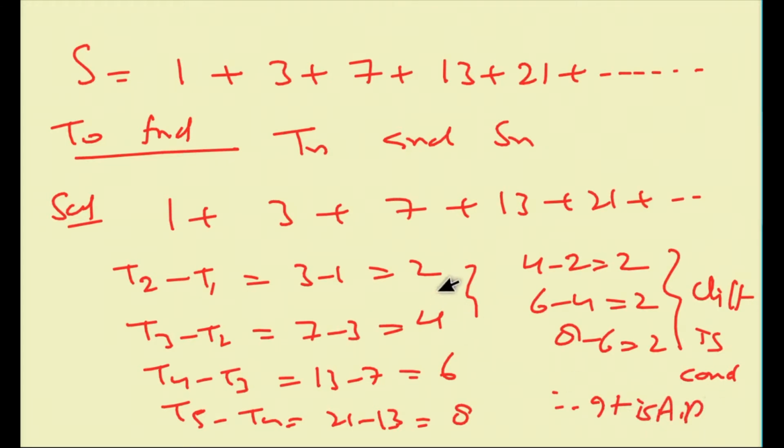So this one, 2, 4, 6, 8, is AP. It means we can use the difference method. So what we have learned here is that the difference of alternating two terms will be either AP or GP. Okay student, so now we are going to find out the Tn term.